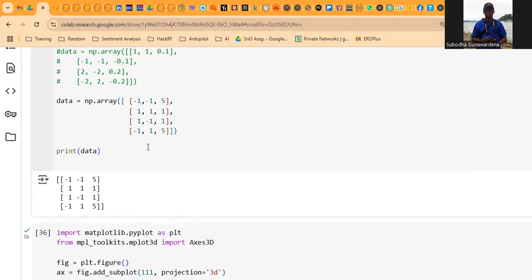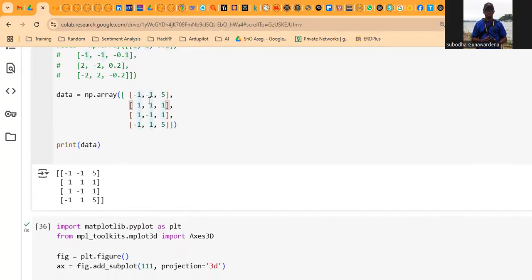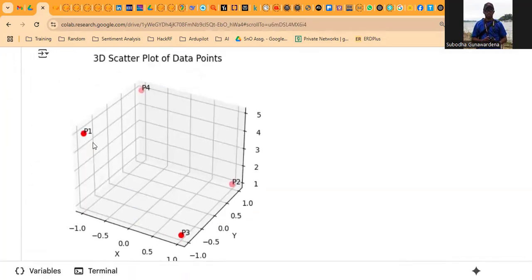Now, I have put this in the form of a matrix for me to manipulate this. Since I have 3 features here, let's consider them as my XYZ axes, right? In fact, these are XYZ axis values of 4 points. So XYZ axes are my features. Let's try to display this in 3D. So these are the 4 points. Sorry, 4 records or data points that I have.